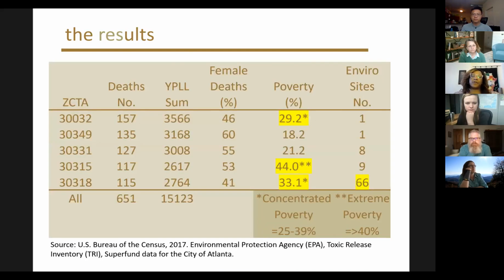The top 5 zip codes for premature death are also in some of the most impoverished zip codes in this study area. Generalized poverty refers to areas where 20% of the population lives below the federal poverty level. Concentrated poverty is defined as 25 to 39% of the community falling below FPL, while extreme poverty is defined as more than 40% of the community below FPL. 3 of the top 5 zip codes for premature deaths are in concentrated or extreme concentrated poverty zip codes.